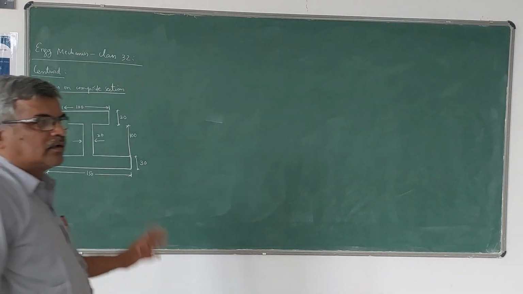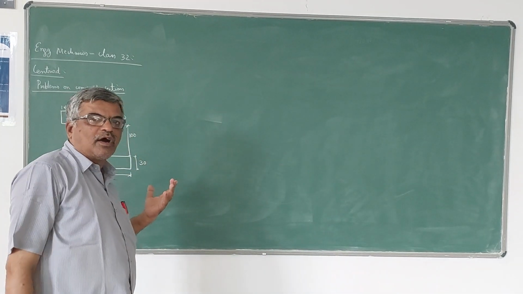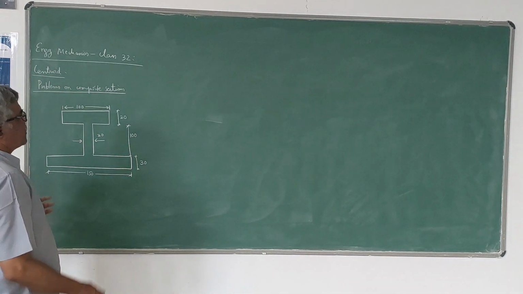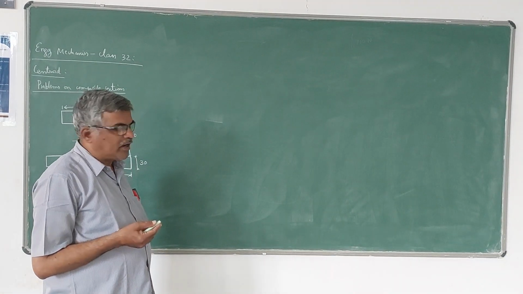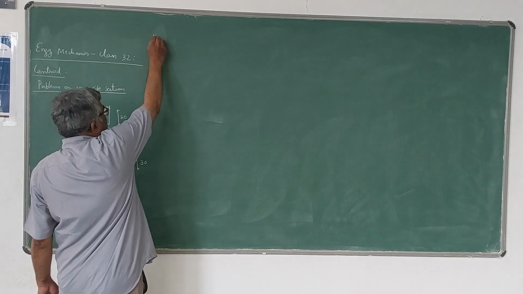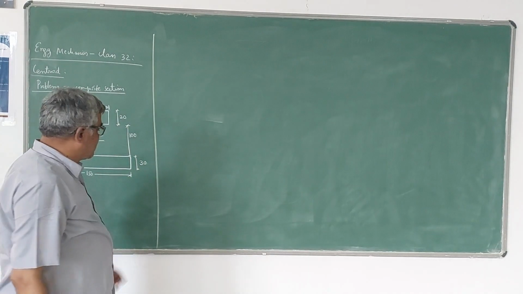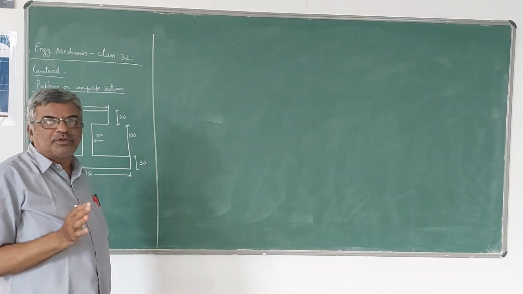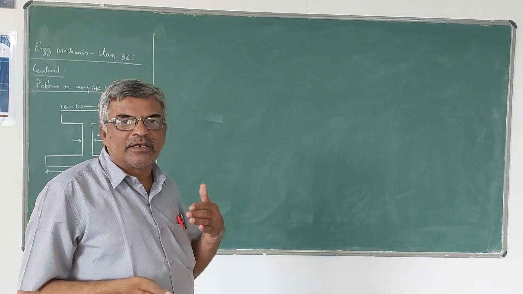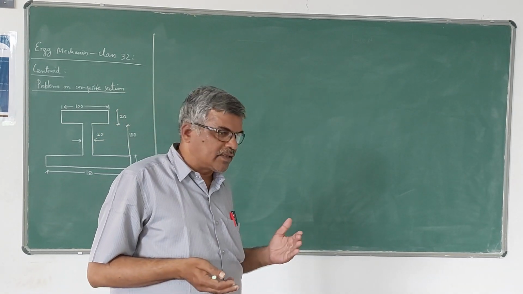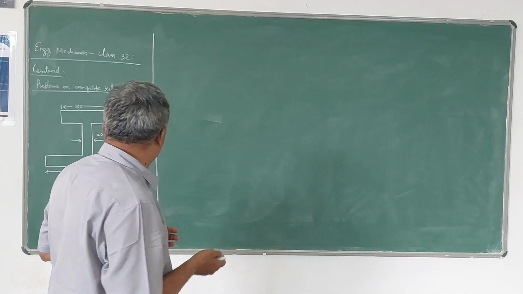So we will discuss how to locate the centroid of composite sections. There are certain points you have to remember when finding the centroid of composite sections. The steps are like this. First, you have to split the given composite section into simple sections. Simple sections means rectangle, triangle, circle, semicircle like that, whose areas and centroids are known.